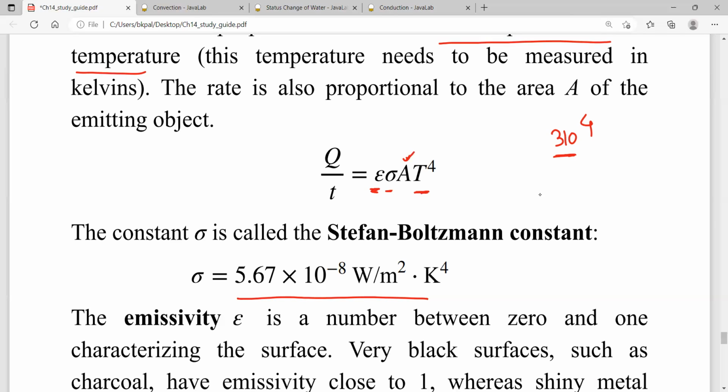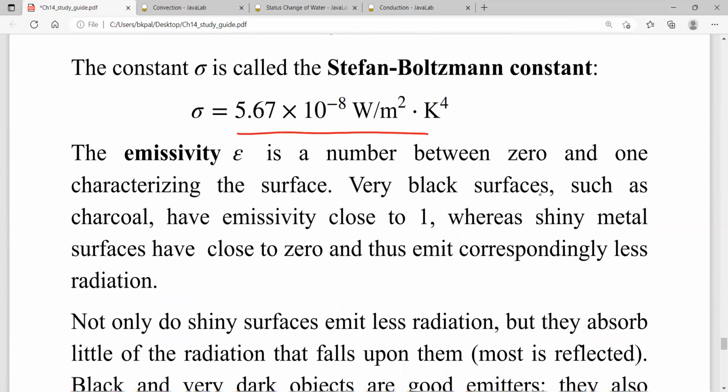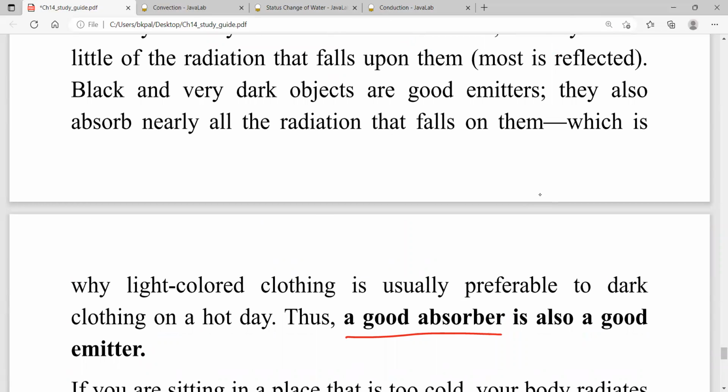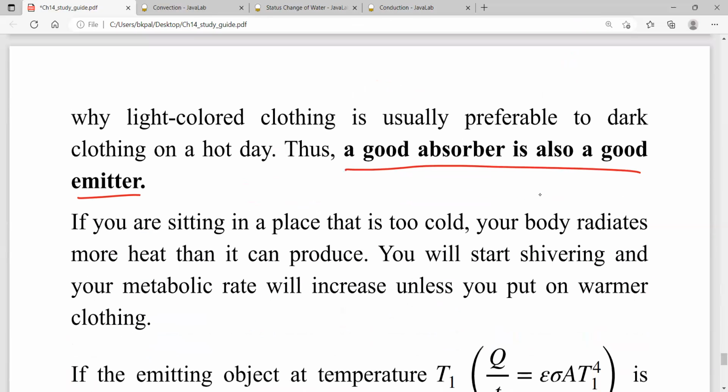When the emissivity is close to 0, that means the object reflects more. On the other hand, if emissivity is equal to 1 or close to 1, those objects are good emitters. They emit a lot, and at the same time they also absorb a lot. That's why a good emitter is also called a good absorber, and a good absorber is also called a good emitter. On the other hand, shiny objects are good reflectors.